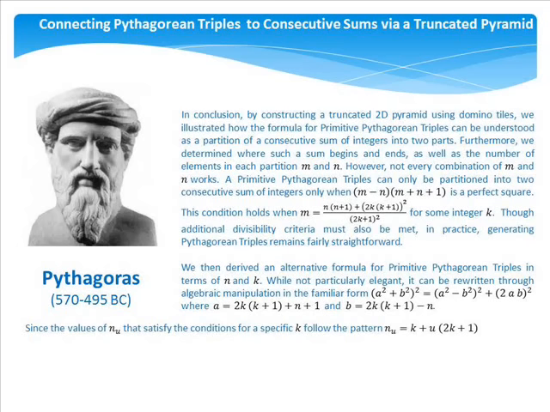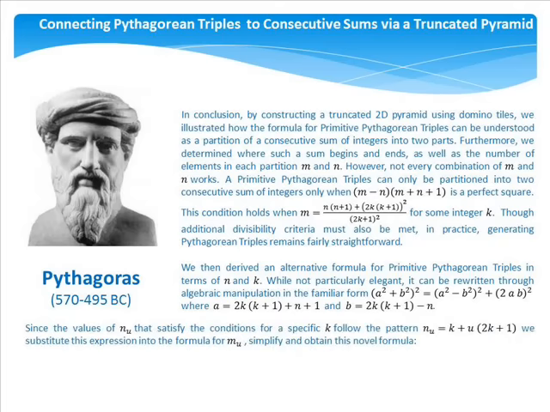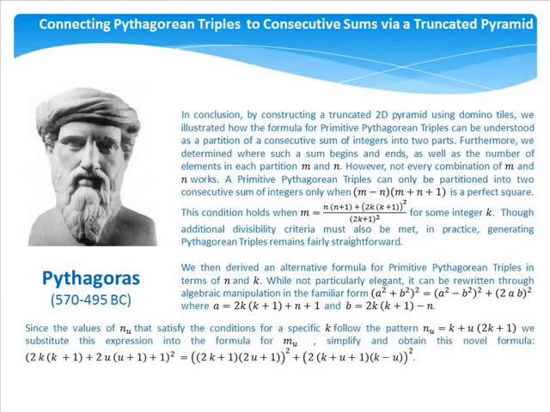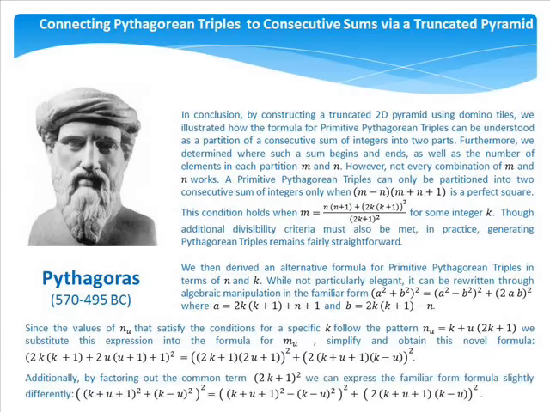Since the values of n sub u that satisfy the conditions for a specific k follow the pattern n sub u equals k plus u times 2k plus 1, we substitute this expression into the formula for m sub u, simplify, and obtain this noble formula. Additionally, by factoring out the common term, the square of 2k plus 1, we can express the familiar form formula slightly differently.